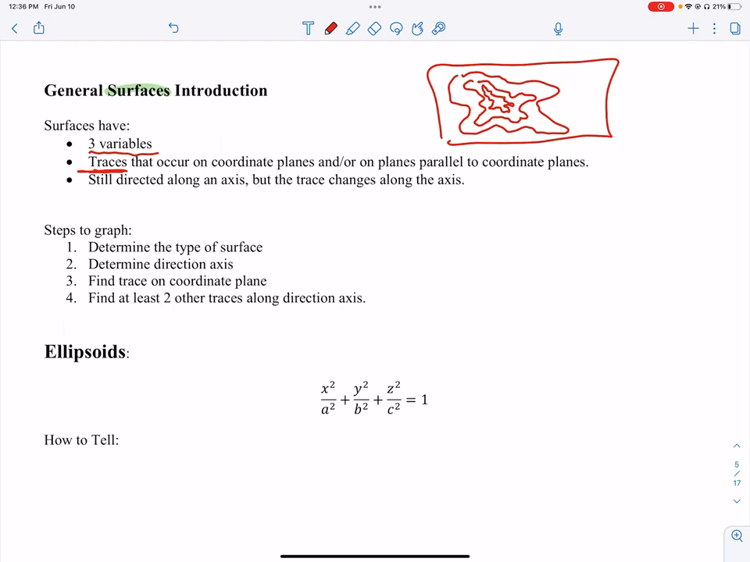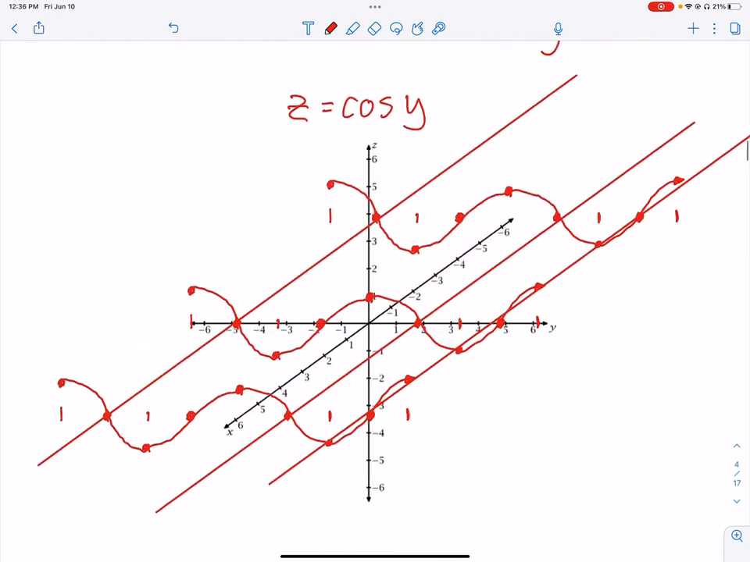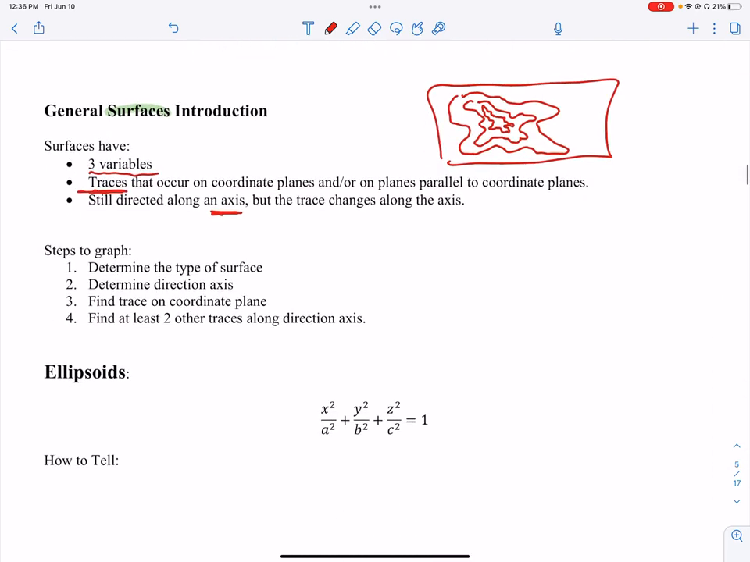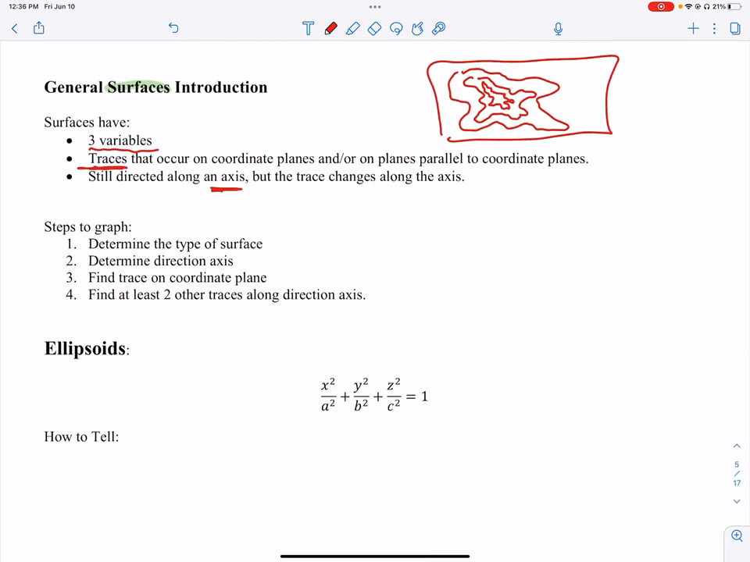So it's going to be like, this could be looking down on the XY plane where Z is coming out at us. We can see the different types, and then we'll be able to do traces in other directions as well to kind of get a full 3-dimensional picture. Still directed along an axis, but the trace changes along the axis. Like in a cylinder, let me scroll back up real quick because I have my shapes here. But this shape was the same as it came across the x-axis, while a surface is going to change as it goes across the x.